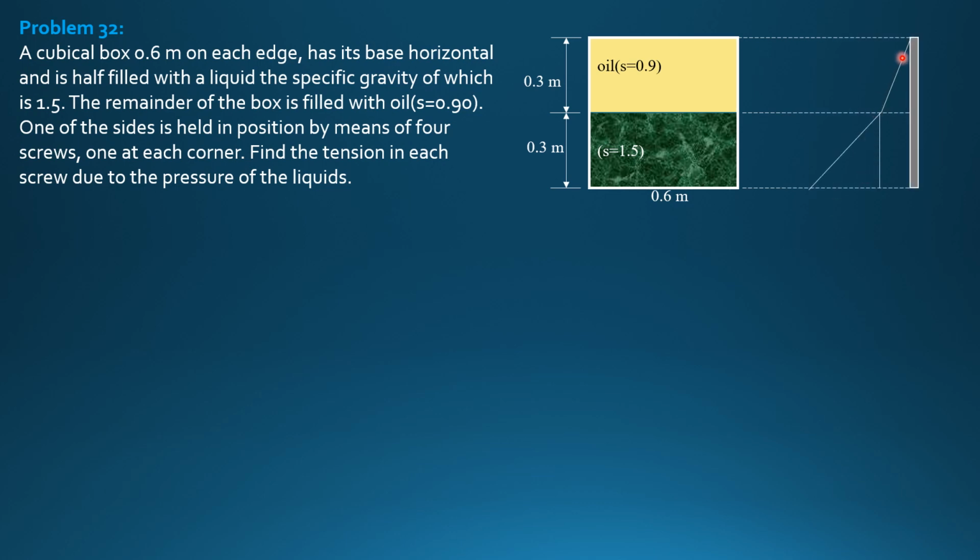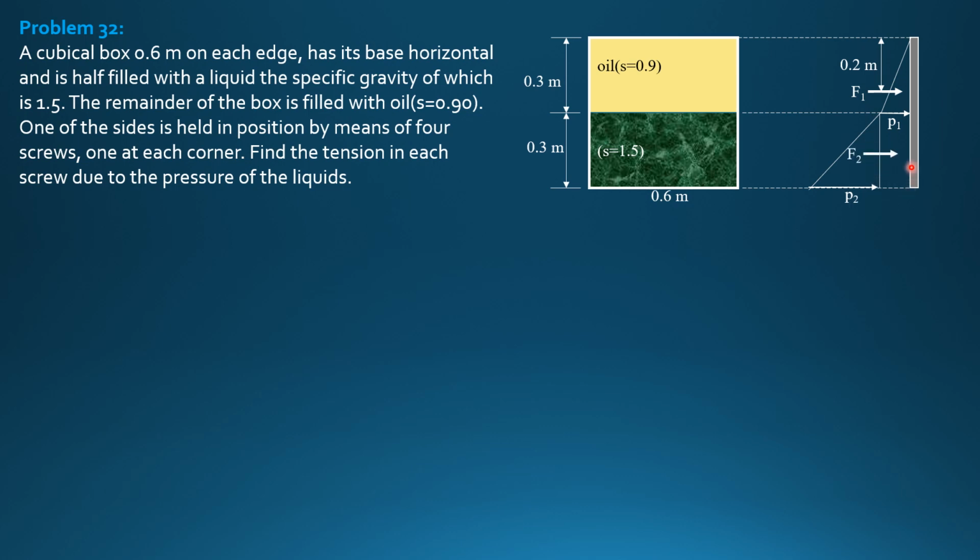So this is the pressure diagram due to oil, then extended, then this is due to the liquid of specific gravity 1.5. So we will call that P1. This one is P2 due to this liquid here. Then we have F1 due to the volume of this pressure diagram, F2. By the way, this distance is 2/3 of 0.3, so 0.2 meter.